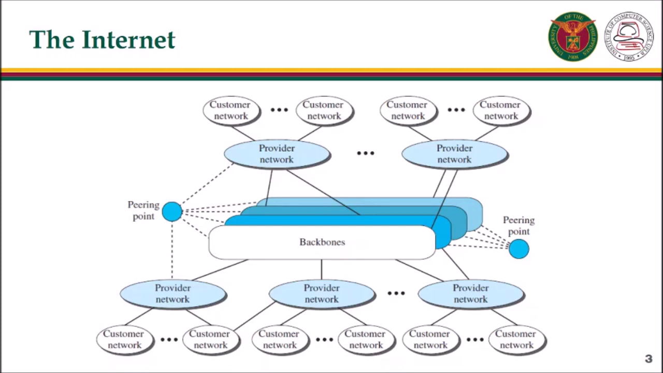At the top level, the backbones are large networks owned by some communication companies. The backbone networks are connected through some complex switching systems called peering points. At the second level, there are smaller networks called the provider networks. They use the services of a backbone for a fee. The provider networks are connected to the backbone and sometimes to other provider networks. The customer networks are networks at the edge of the Internet that actually use the services provided by the Internet. They pay fees to provider networks for receiving services.